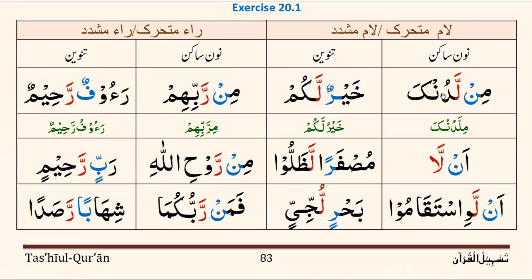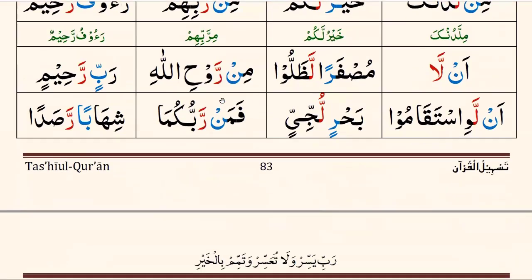Okay, so this is an example with lam, and the example with the ra here, if I read it out for you, min rabbihim, min rabbihim. Here you can clearly hear that I'm not giving the noon sound. Even though the noon sakin is there, I'm totally eliminating it. Why? Because it's an example of idgham kamil. There is a ra mushaddad that's come afterwards, and so now we have to ignore the sound of the noon. We give no nasal sound. Okay, so that's the rule that you all went through yesterday.